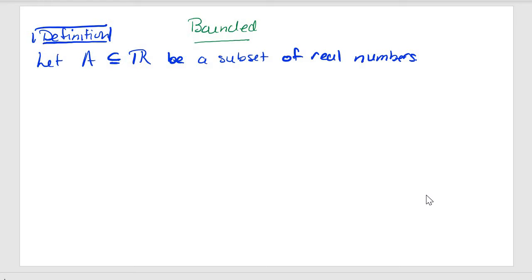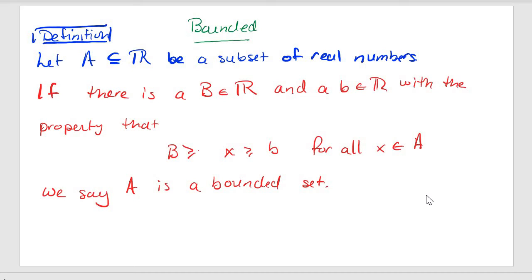All right, if you have a subset A of real numbers, you say it's bounded if there is a point capital B in R and a little b in R with the property that x is stuck between that little b and capital B for all x in A. And we say that A is a bounded set. So it's exactly what you think it should mean, that there's an upper limit and a lower limit on the stuff that's in the box A.